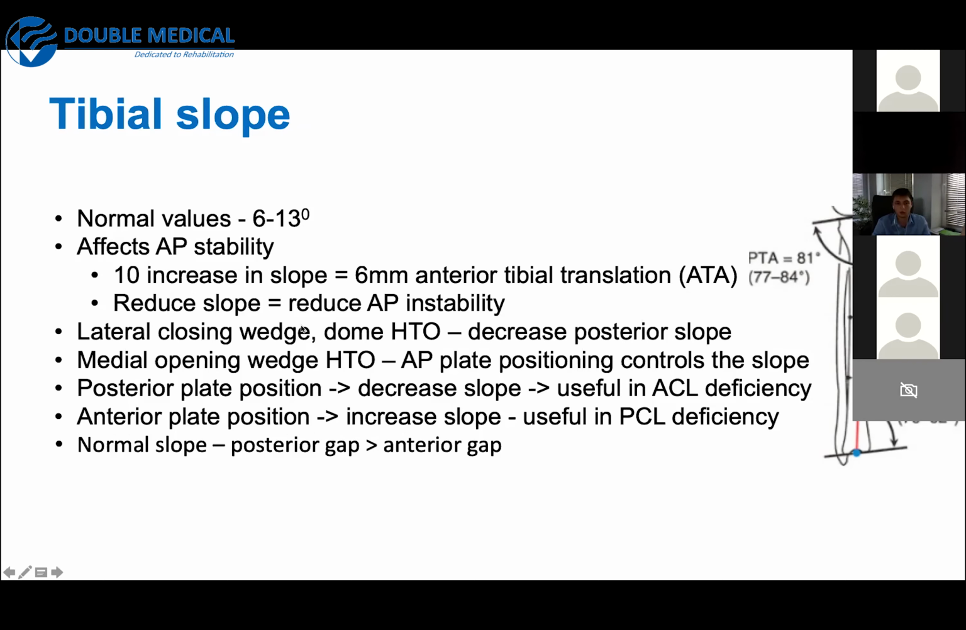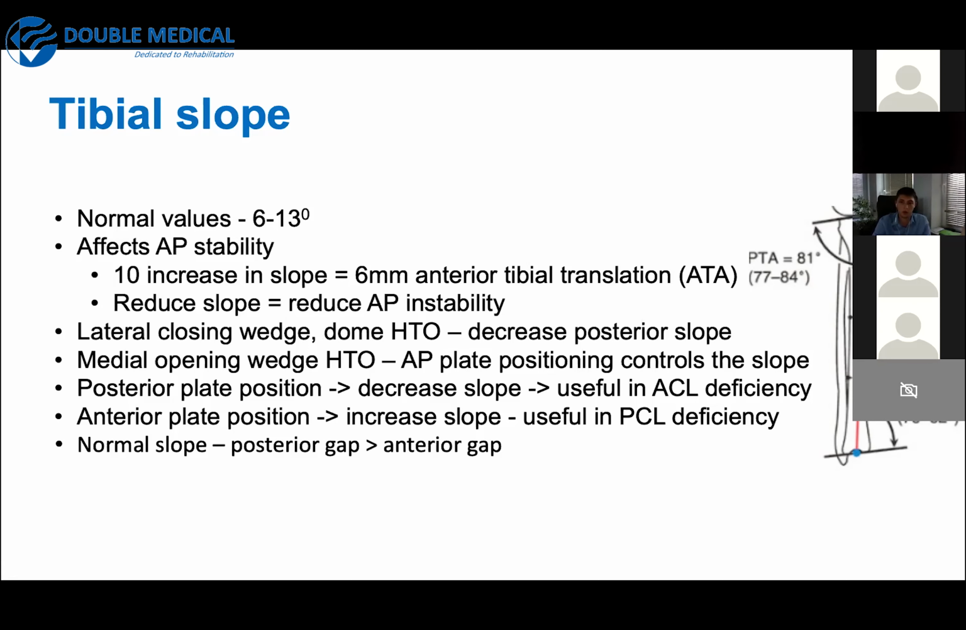And what we should know is that tibial slope affects the knee stability, the anterior posterior stability. Lateral closing wedge osteotomy, for example, has a tendency to decrease the posterior slope. And if we decrease posterior slope in PCL deficiency, we will have deterioration of the symptoms. And the opposite is for the ACL deficiency.